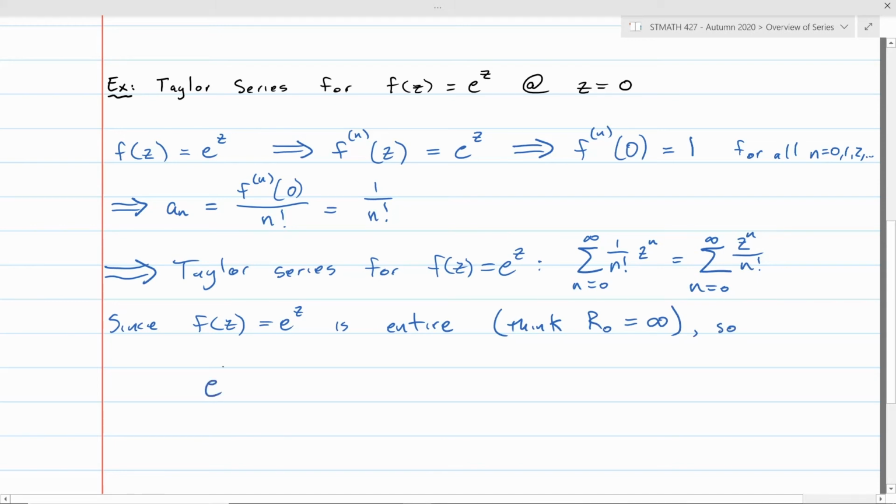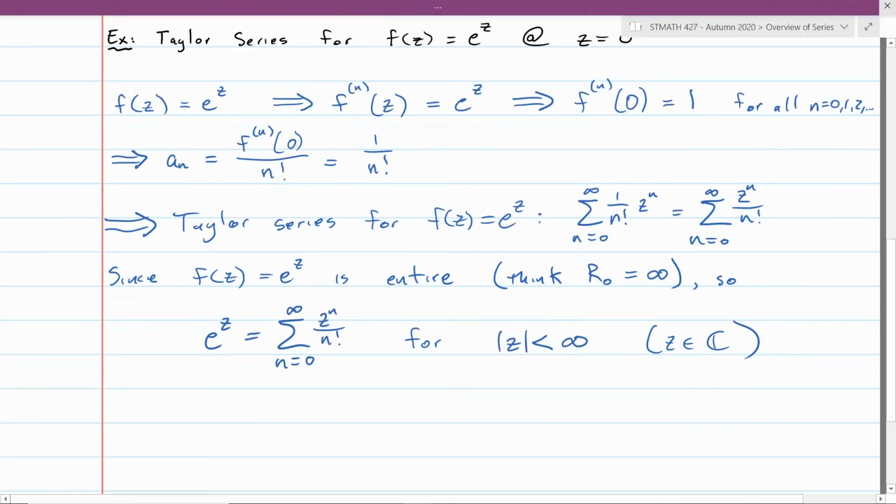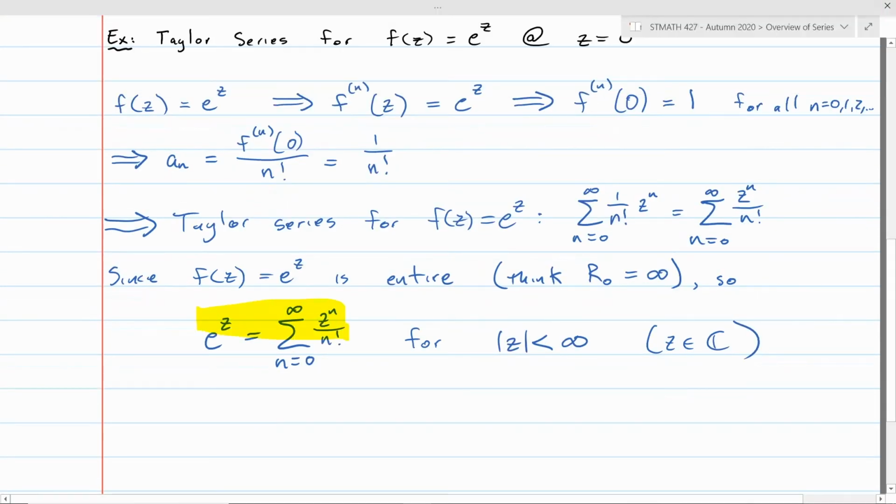So what we know is that e to the z is equal to this series, the sum from n equals 0 to infinity of z to the n over n factorial, for all z whose modulus is less than infinity. In other words, any complex number. This is nice. We have a series representation for a pretty important function, e to the z.